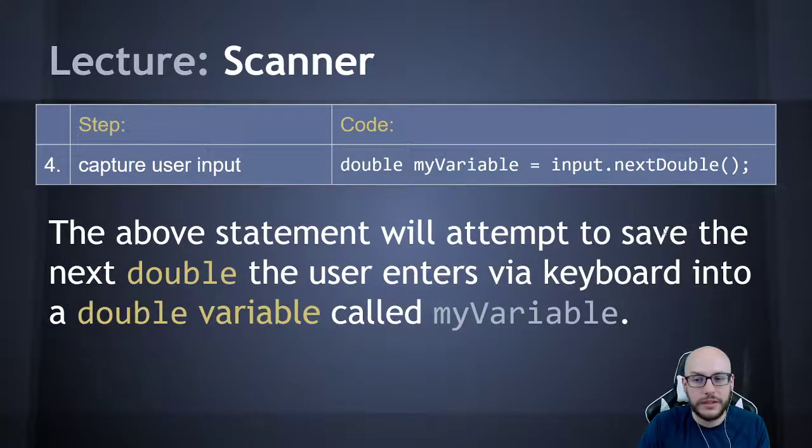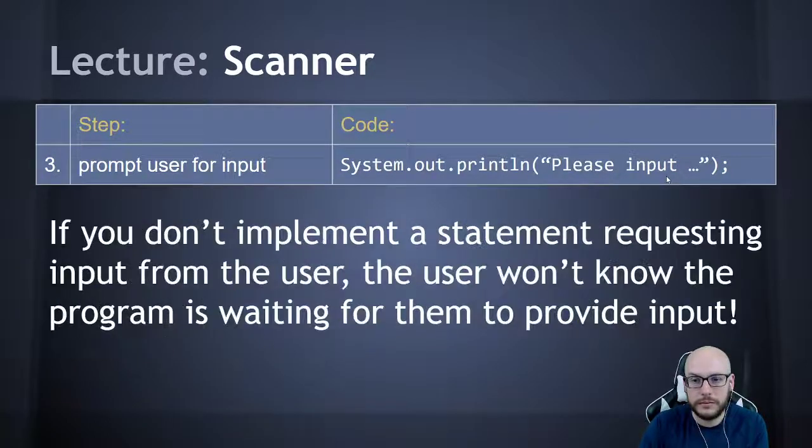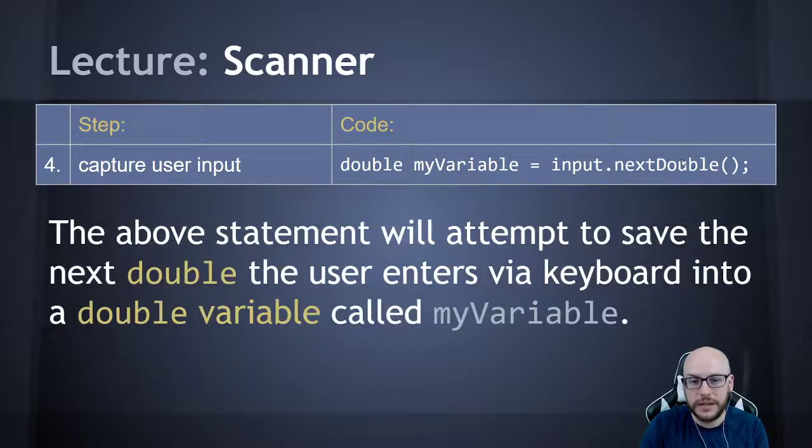This above statement will attempt to save the next double the user enters via keyboard. How do I know it's keyboard? Well, right here, whenever we created the scanner, we're saying it reads from System.in. That's the keyboard. So we're going to get the next double from the keyboard using our scanner, and we're going to save it into a variable called my variable. Right? Because I'm asking for a double, my variable's a double.